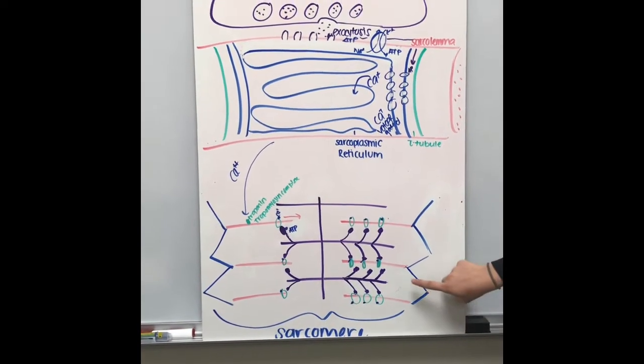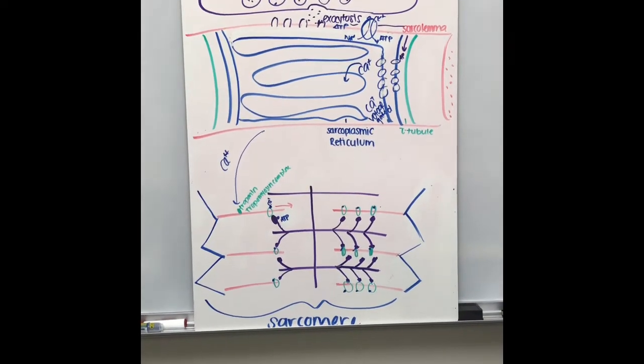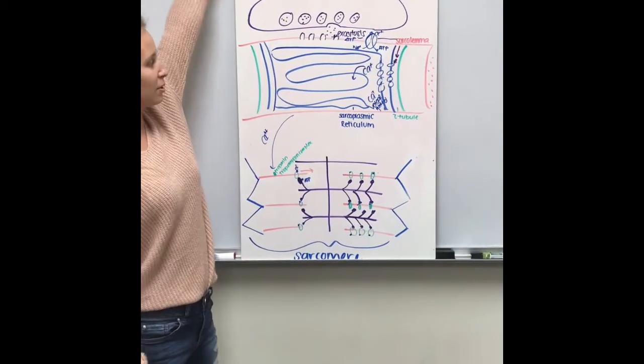And then down here we have the sarcomere, which is a contractile unit of a myofibril that shortens by the sliding of the thick and thin filaments. Alright, so this is how a muscle contracts.